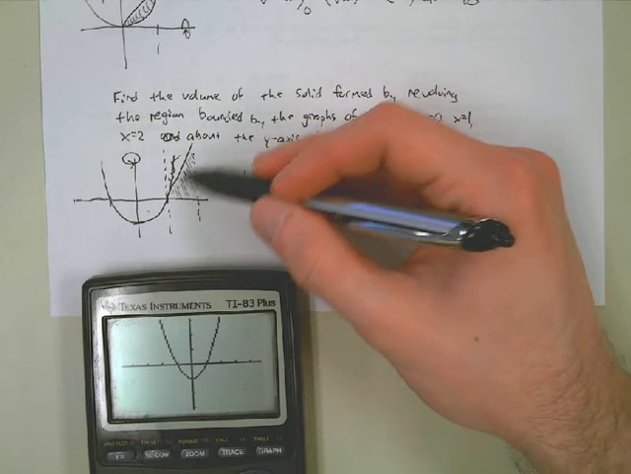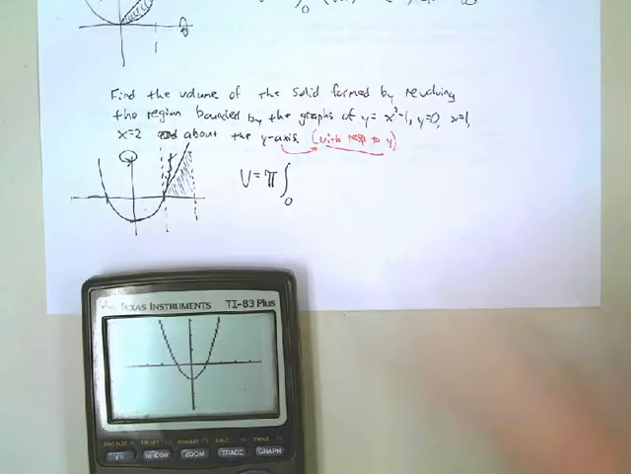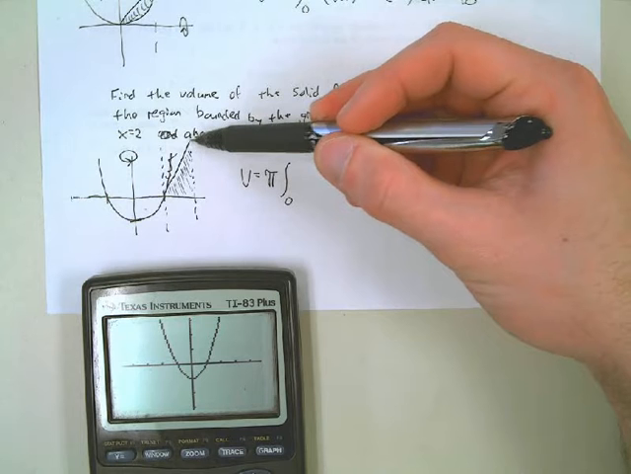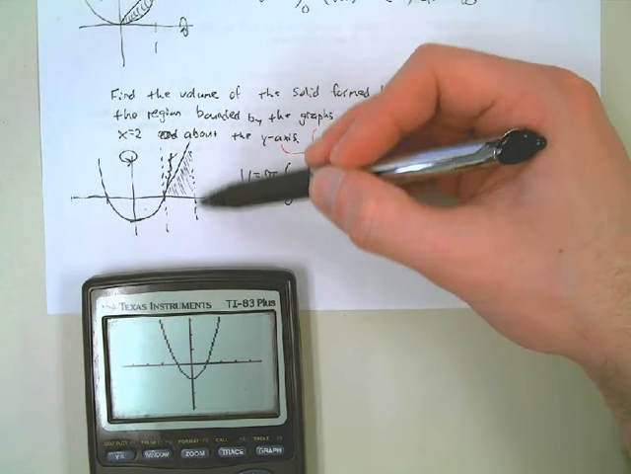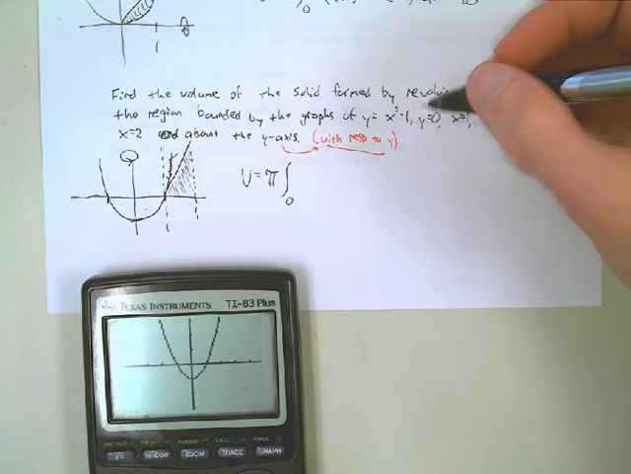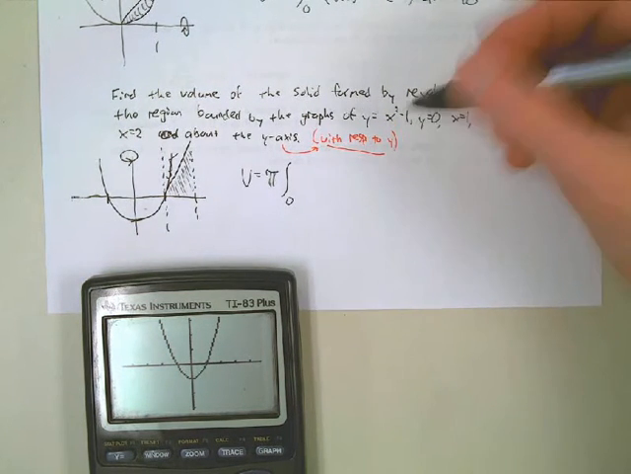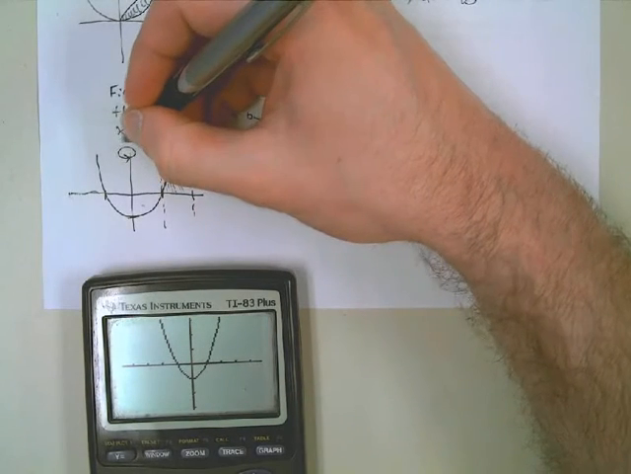And then it's going to integrate up to somewhere up here, but we're not really sure where that is. It's on this curve, and it's got an x-coordinate of what? 2. So I can plug 2 in. 2 squared is 4, minus 1 is 3. So that's a y value of 3. That's where that intersects there. So from 0 to 3.